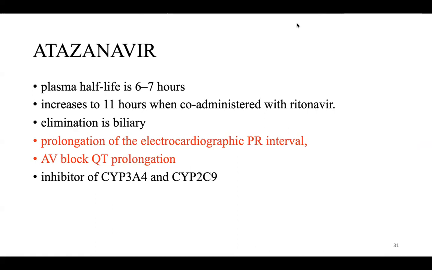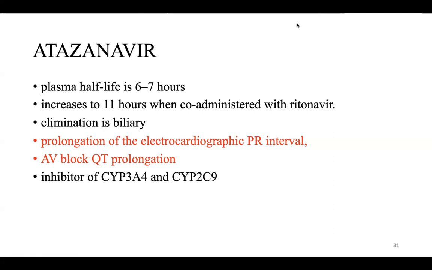Atazanavir is able to penetrate both the cerebrospinal and seminal fluids. The plasma half-life is 6 hours, which increases to approximately 11 hours when co-administered with ritonavir. The primary route of elimination is biliary. Atazanavir should not be given to patients with severe hepatic insufficiency.